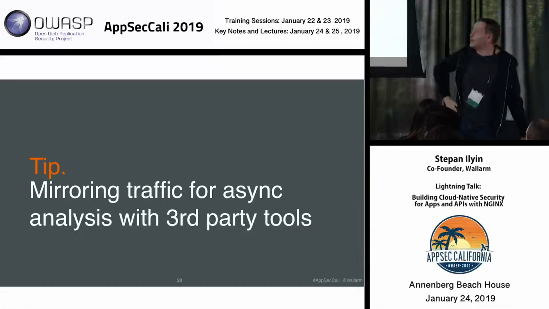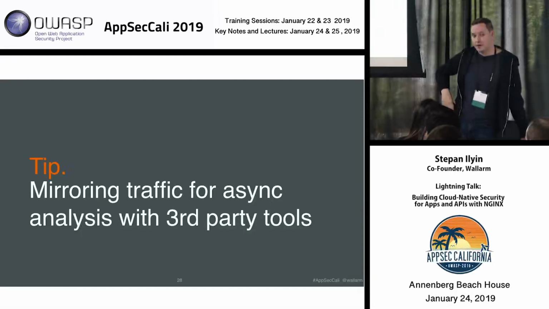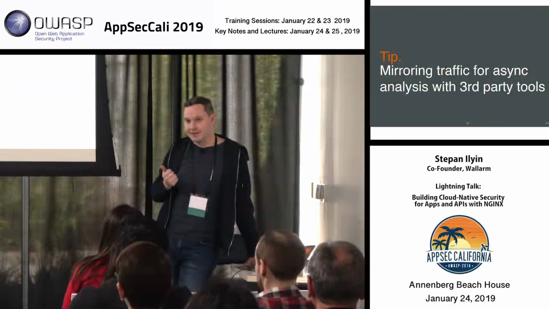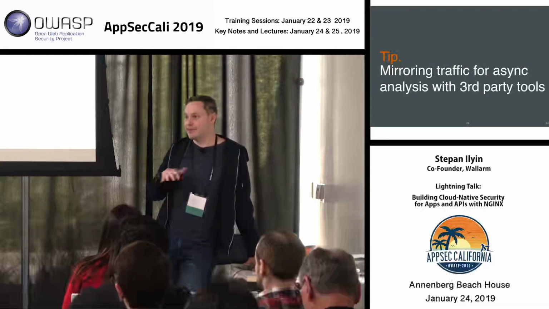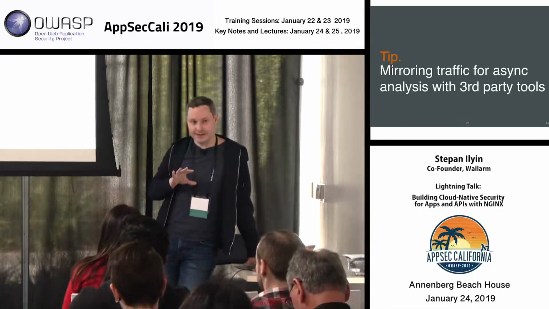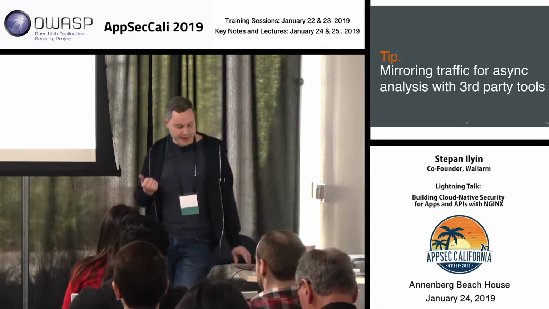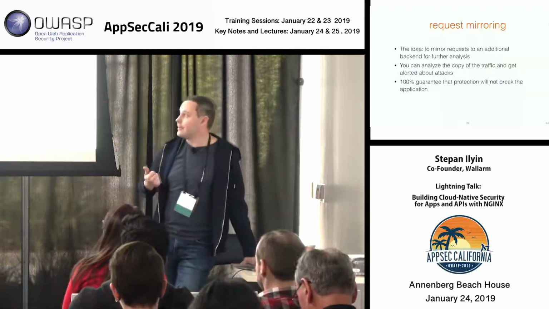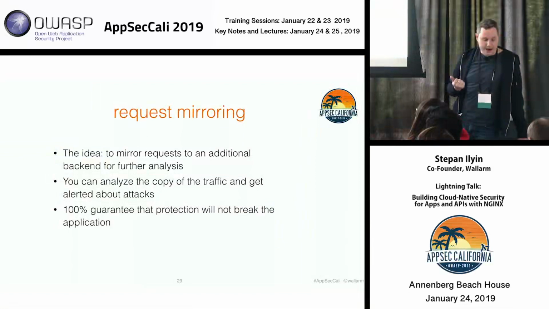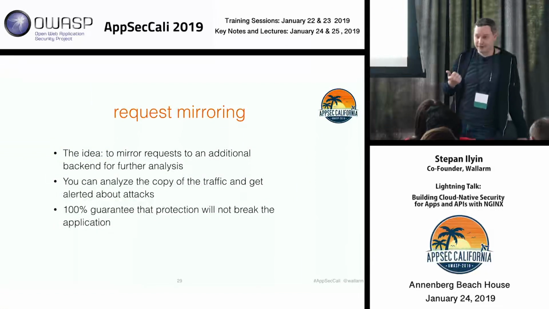The next thing I want to cover is the situation when you want to deploy WAF or any other tool, but somebody from your team says, hey, I don't want any security in place because it will break the apps. So let's try it out first and be sure that it's safe. In this case, you can mirror the traffic. The idea is that you set up an additional backend with the WAF, for instance, and you send a copy of each request to this additional backend from your load balancer or NGINX.